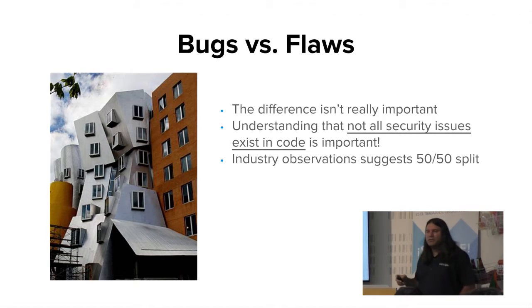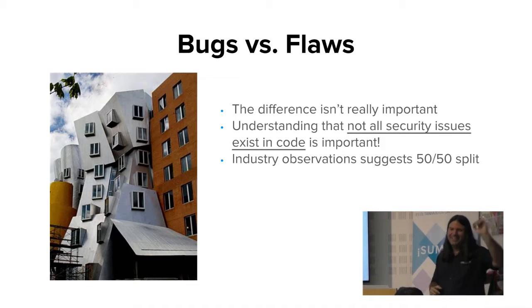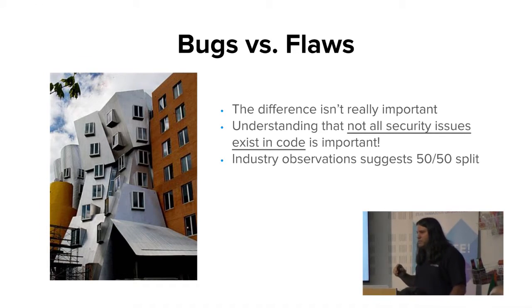So the difference isn't really important, especially to an attacker. If an attacker is at home trying to figure out how to penetrate a system, and they happen to find a way in through an architecture flaw instead of an implementation bug, we don't get to say, hey, that was no fair, that was an implementation bug. An attacker doesn't care. So really the difference between those two is not important. What is important is understanding that not all issues manifest at the implementation level.